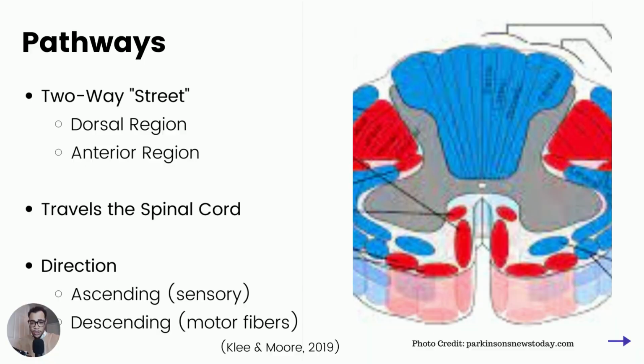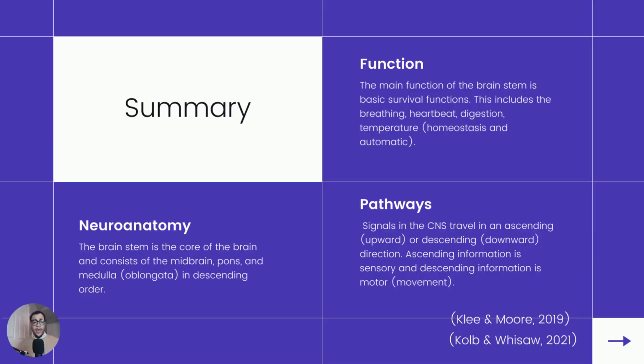All right. So let's put this back together all the way, and we can understand when we're talking about the brainstem, we're talking about neuroanatomy wise, it consists of the midbrain, the pons, and the medulla oblongata in descending order. The function of the brainstem is for basic survival: breathing, heartbeat, digestion, temperature, homeostasis, all that automatic stuff. And then your pathways, these are signals that the central nervous system travels. It travels in an ascending, going upward, or descending, downward. Ascending information is sensory, and descending information is for movement and motor.